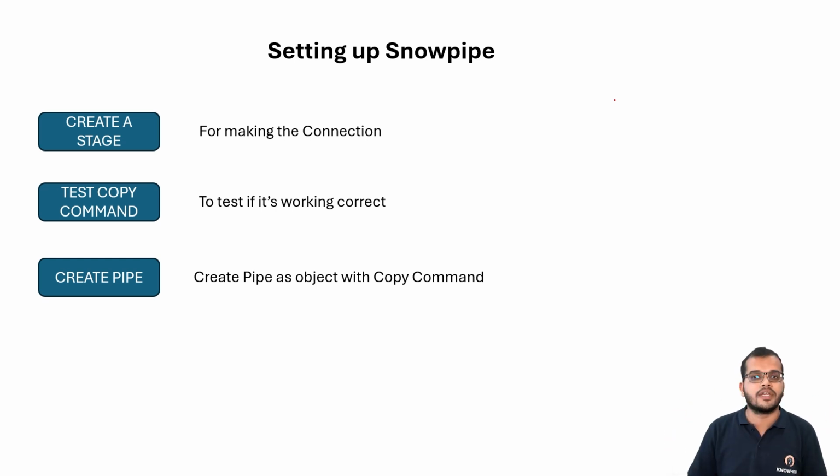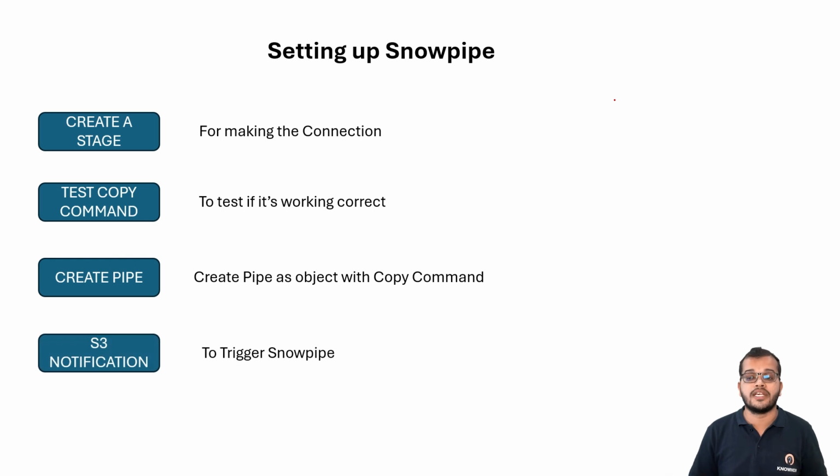After we create a pipe, we have to enable the S3 notification. This is not by default, we have to enable it, so that whenever particular data gets loaded into our S3 bucket, an S3 notification will be triggered, and that's where we trigger the Snowpipe. These are the steps involved in setting up the Snowpipe in our Snowflake. Once we are done with it, it is an automatic process. Whenever the data is loaded, it is copied into our database without doing anything manually.